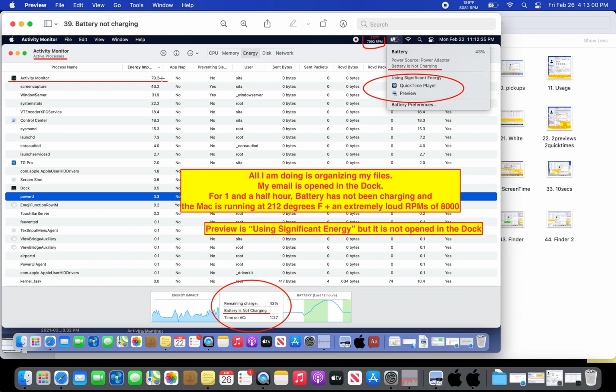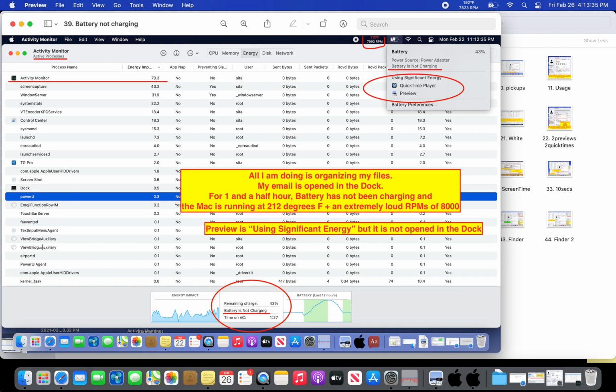I'm not certain. I can't explain it, because I'm thinking Mac devices usually make sense. Things are congruent. It's x plus y in this basket, and you will have x plus y in the other basket, and they'll match, right? But here, Activity Monitor is at 70, but QuickTime and Preview is using significant energy, and like I said, never Preview here. I have two ViewBridge Auxiliary. Any thoughts on that?